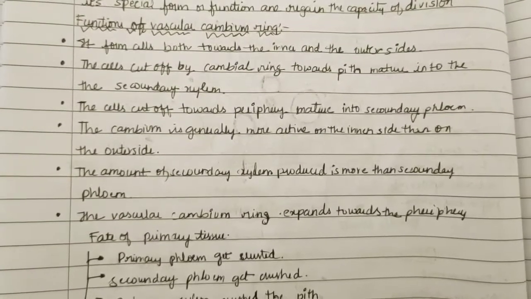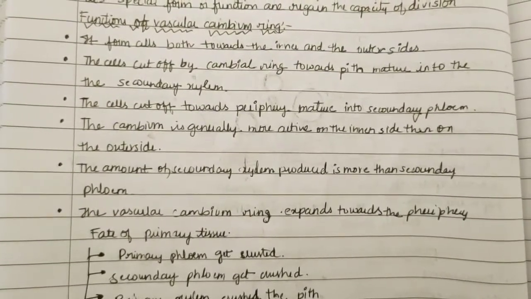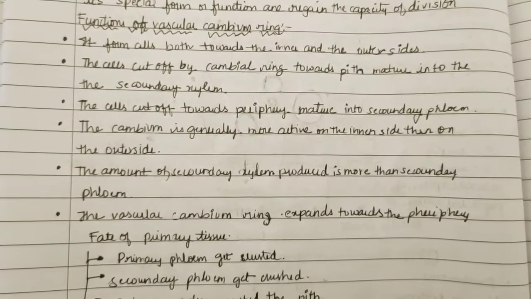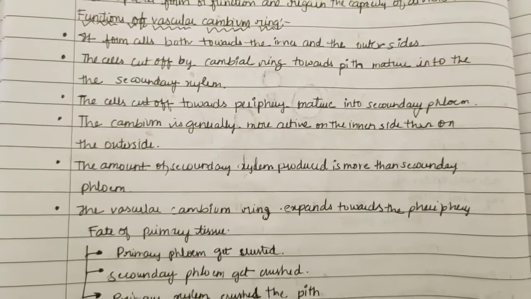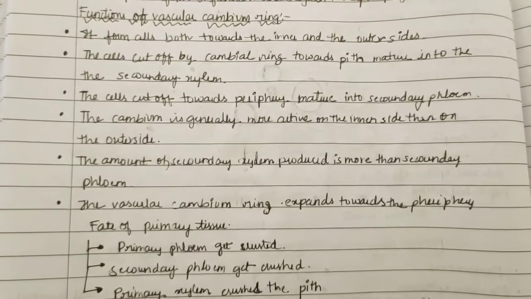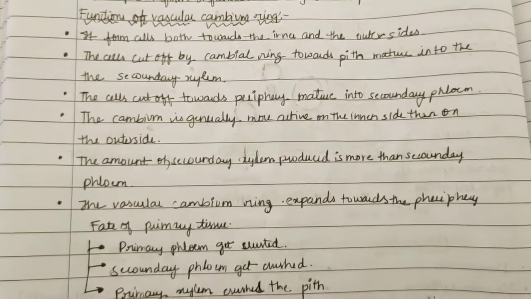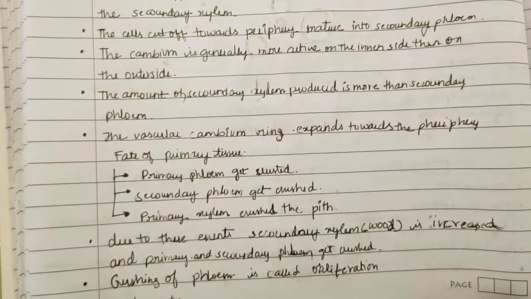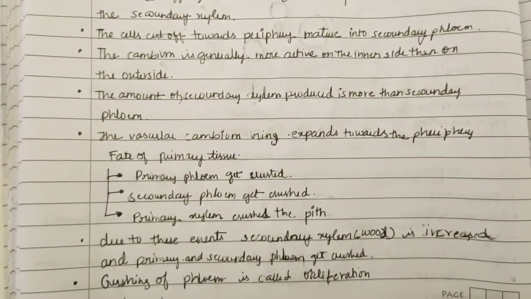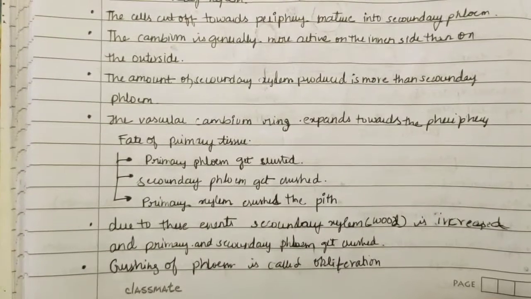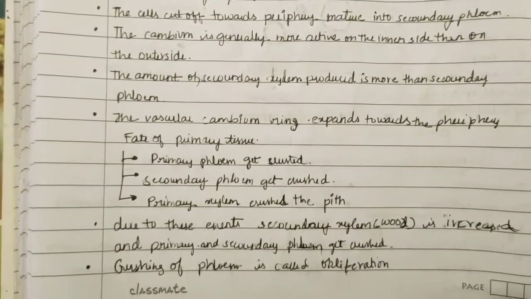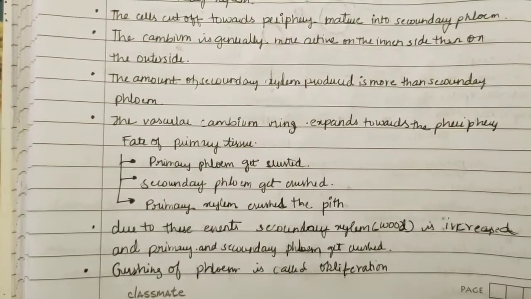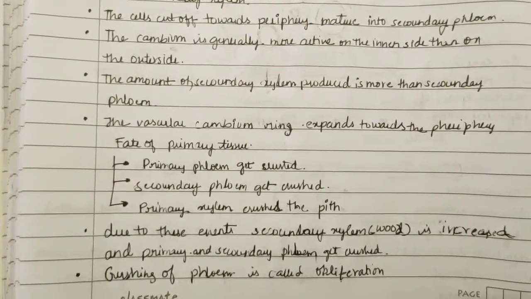Then the function of the vascular cambium ring. It forms cells both towards the inner and outer side, and the cells cut off by the cambial ring towards the pith mature into the secondary xylem, and cells cut off towards the periphery mature into the secondary phloem. Cambium is generally more active on the inner side than the outer side. The amount of secondary xylem produced is more than the secondary phloem. The vascular cambium ring expands towards the periphery.